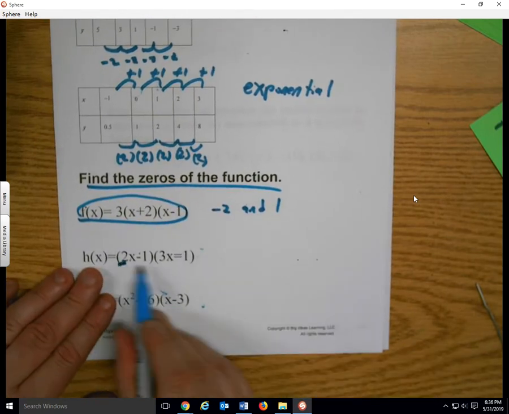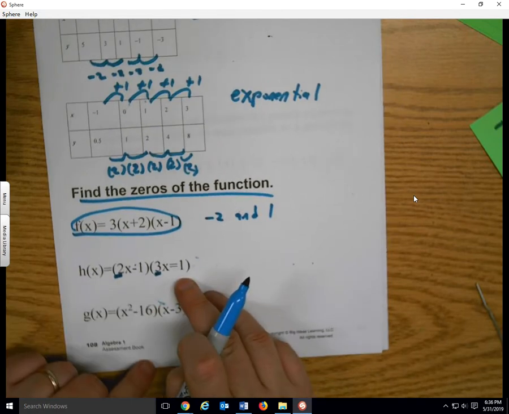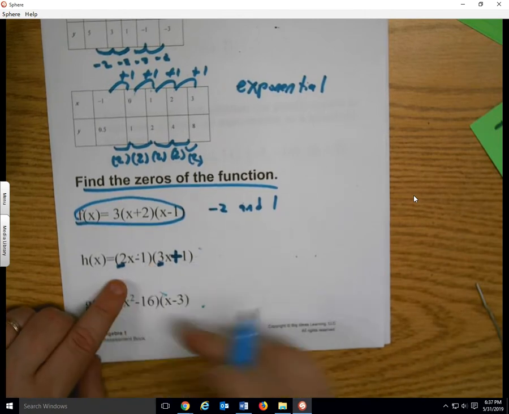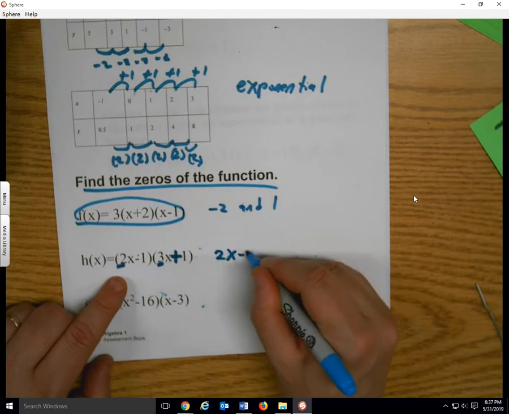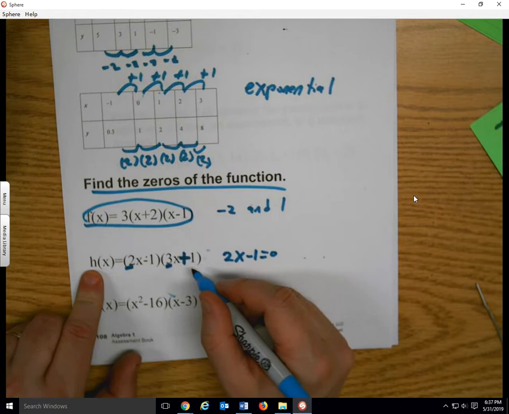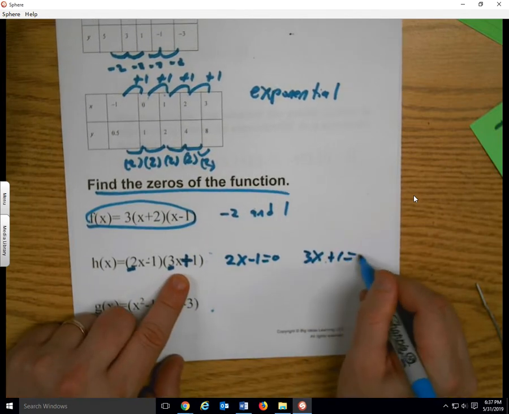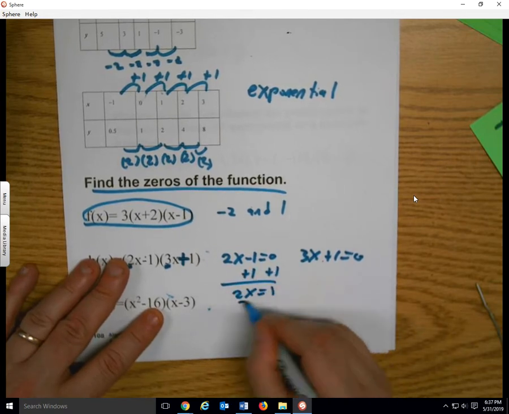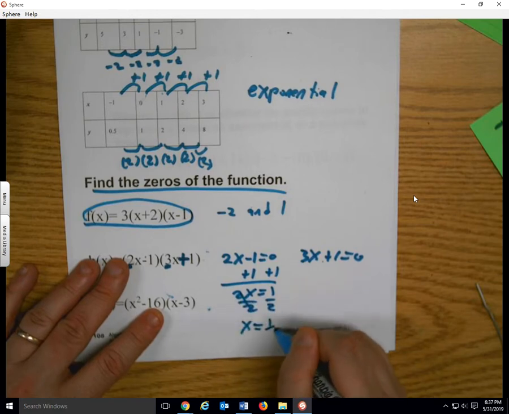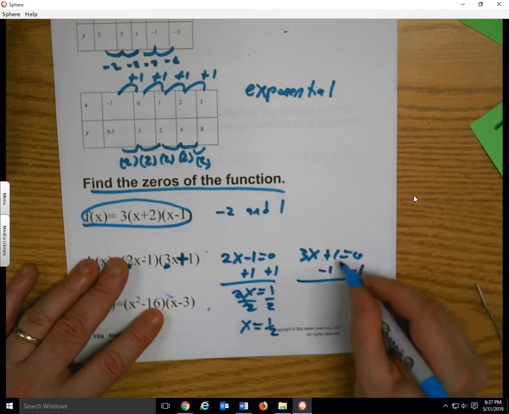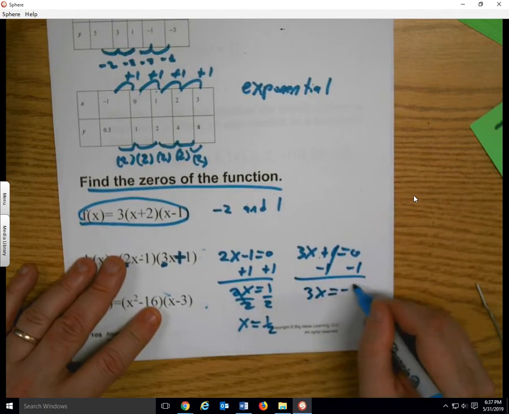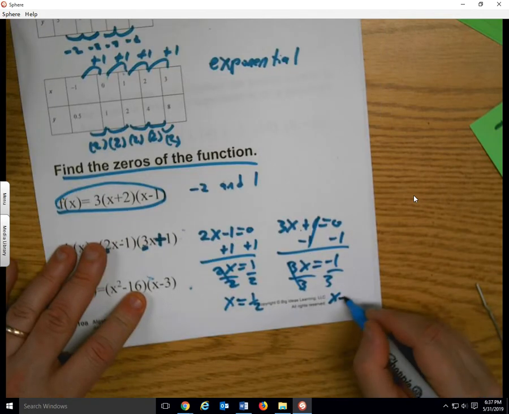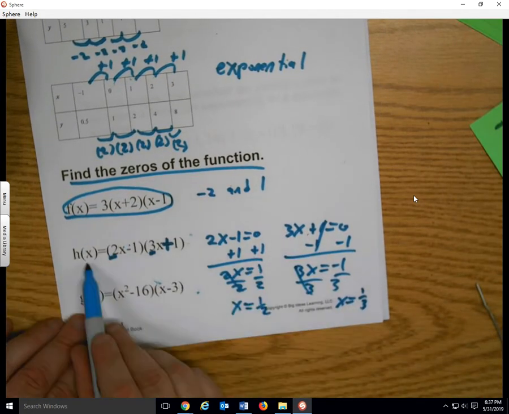But if they have a number in front of the x, you can't just take the opposite. I think that's supposed to be a plus 1. You can't just take the opposite of the numbers. Like this won't just be a positive 1. So what you have to do is actually set them equal to 0. 2x minus 1 equals 0. And then 3x plus 1 equals 0. And then you just solve for x. Same on this side, just solve for x. So x equals a negative 1. So that would be the answer to this one.